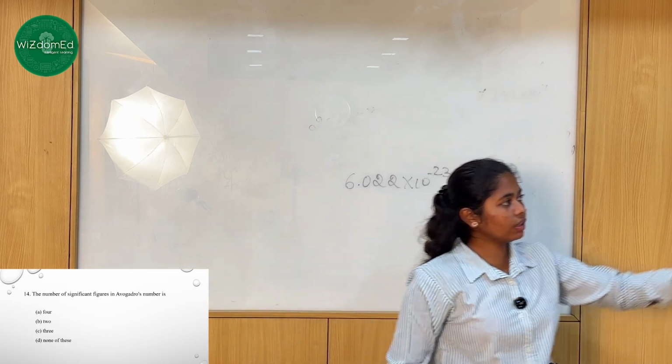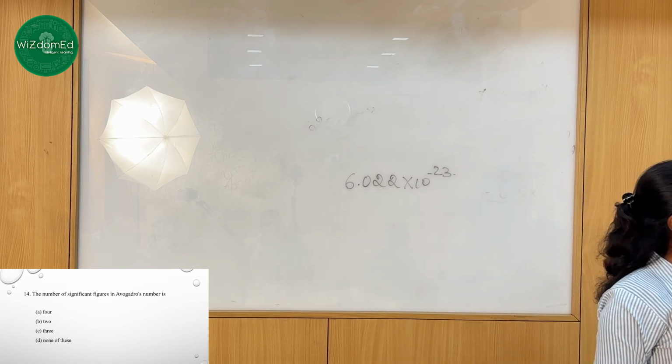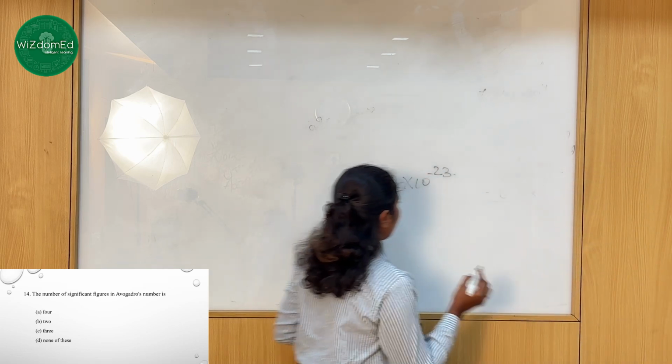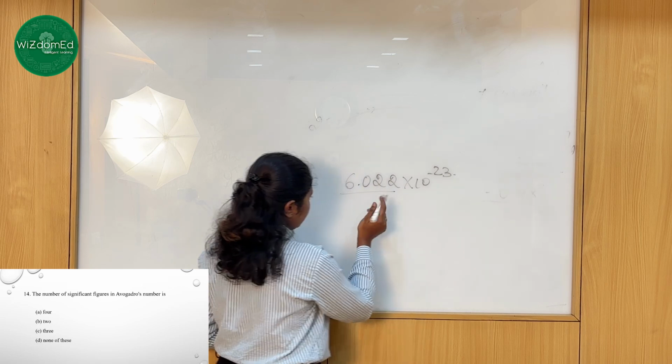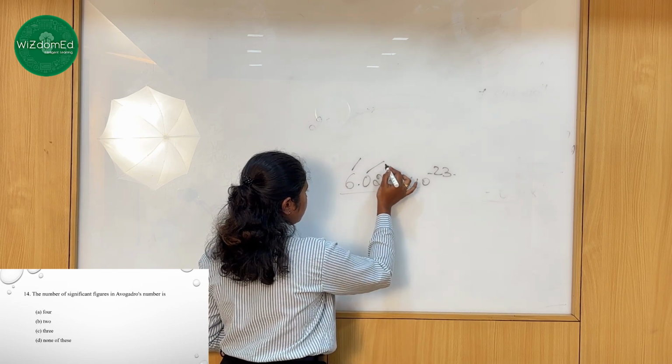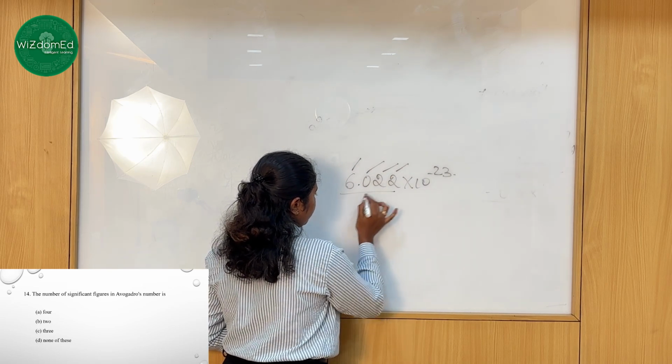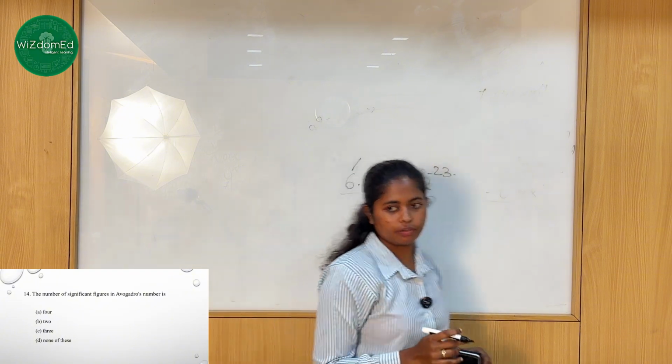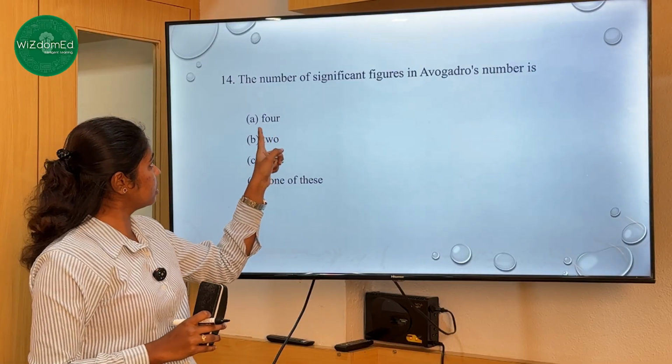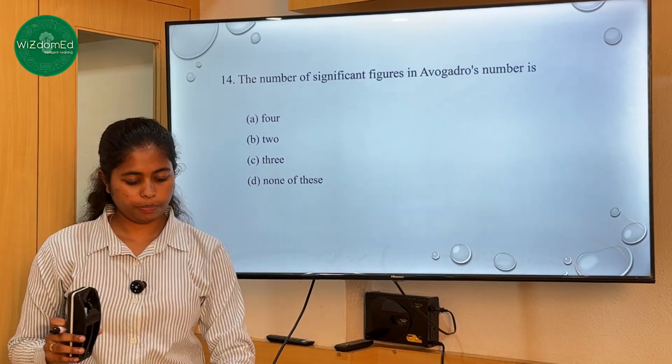Here, as they have given the Avogadro's number and are asking the number of significant figures, we are going to count the number of significant figures in the given value. So we have 1, 2, 3, 4. Therefore, we have 4 significant figures in the Avogadro's number. The right answer for this question is option A, which is 4.